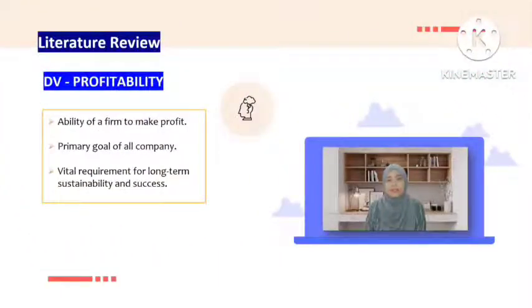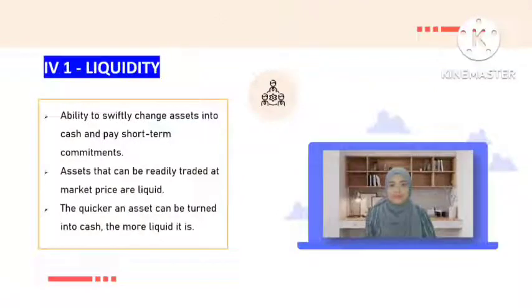Under the literature review of the DV, profitability is the ability of a firm to make a profit, which is the primary goal of all companies. It is a vital requirement for long-term sustainability and success. For the IV1, liquidity is the ability to swiftly change assets into cash and pay short-term commitments. Assets that can be readily traded at market price are liquid. The quicker an asset can turn into cash, the more liquid it is.